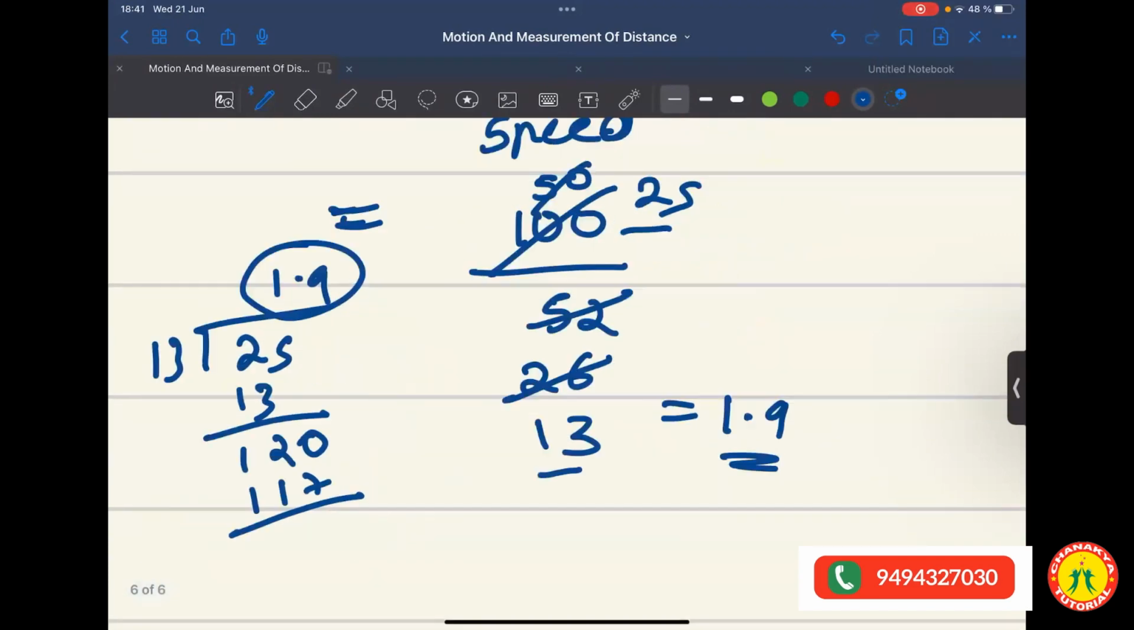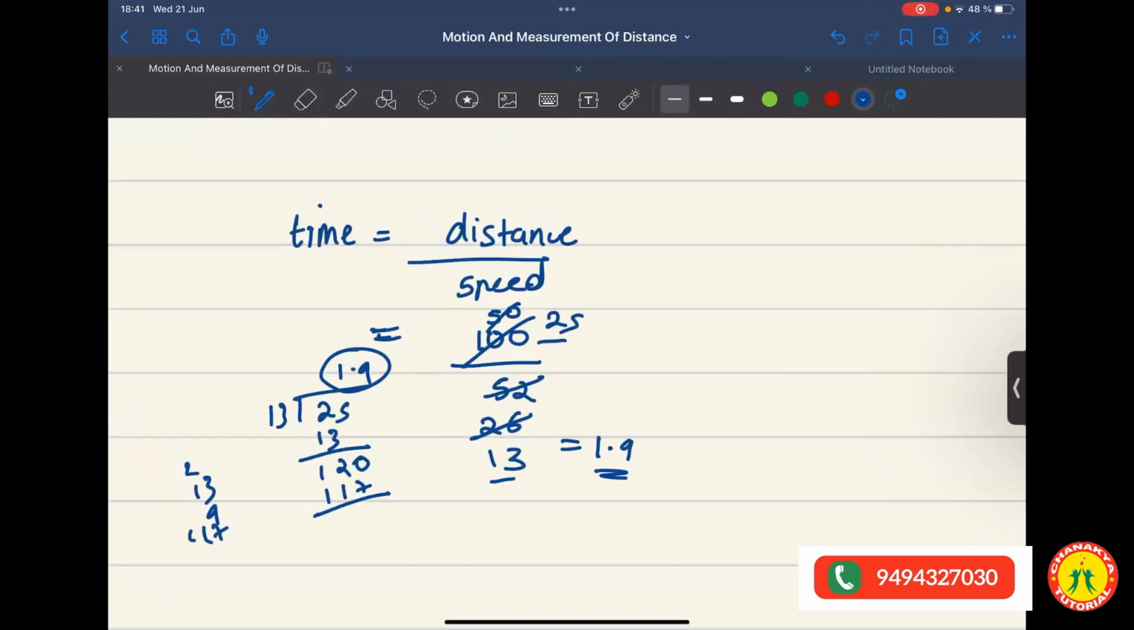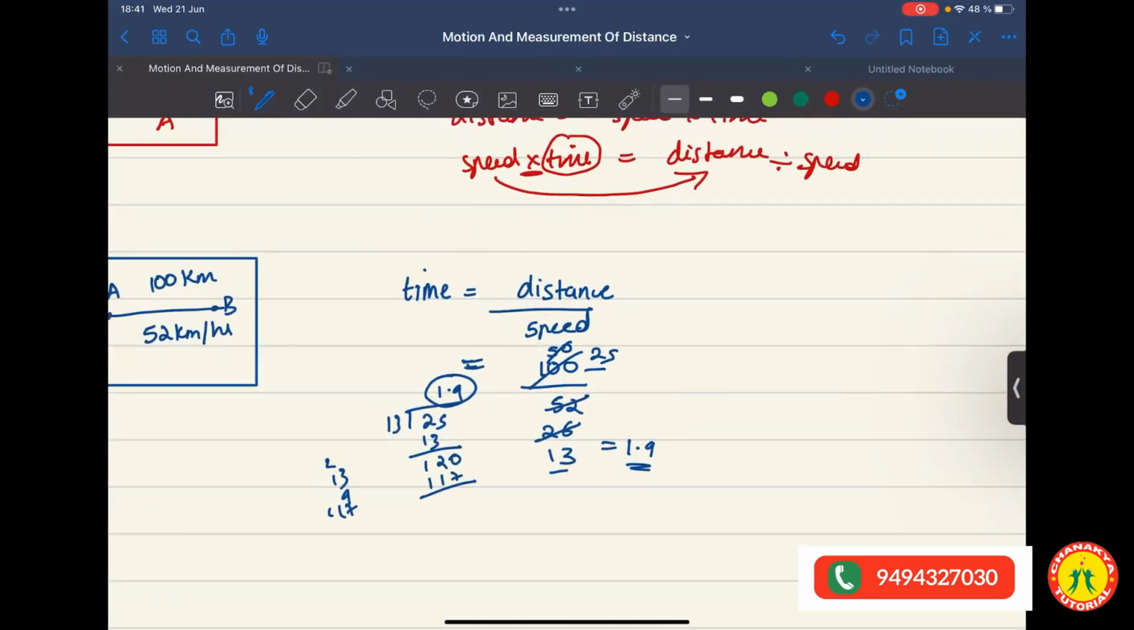So 1.9. What will the value be? What will the unit be? 1.9, 1.9 what? 1 kmph. kmph. Are they timed? What will the value of time be? You will tell I traveled this much time. You will say kmph. What do you say for time value?